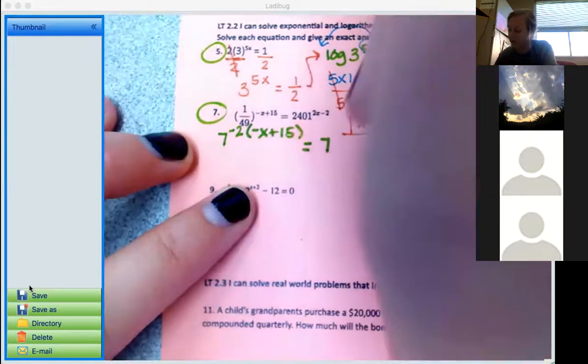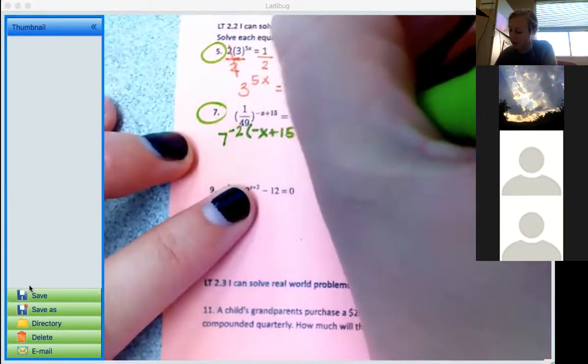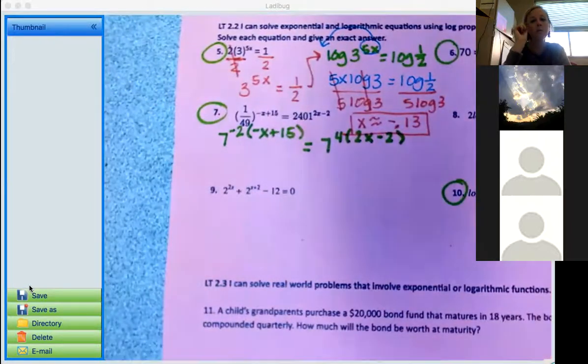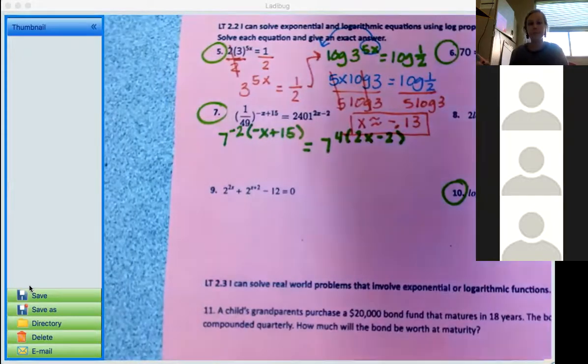7 to the 4th power. And then I'm going to bring down the exponent that was there before. Some of you took the log of both sides. You can do that, but that was a lot more work. So always check to see if you can get your bases the same. Okay? Because I did that, and it was a lot of work.